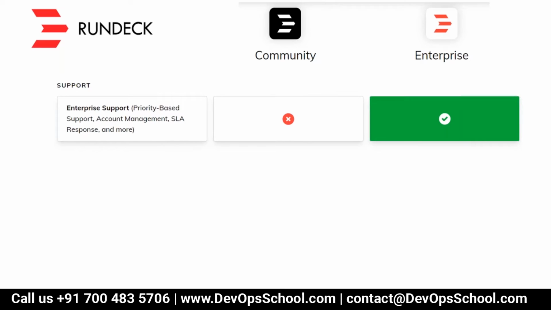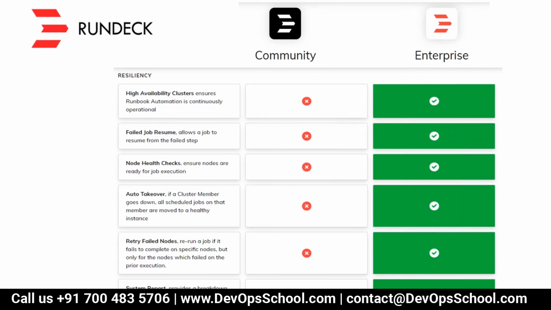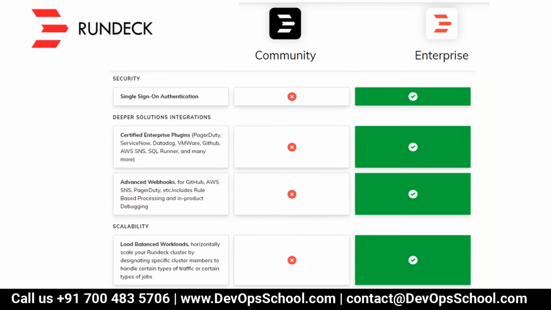Now, what are the differences between the community version of Rundeck and the enterprise version? Enterprise support you have only with the enterprise version, not with the community, so you run it at your own risk, though it's very stable, by the way. High availability is missing in the community. Failed job resume is missing. Node health check is missing. Auto takeover is missing. Retry failed nodes is missing. System reports are missing in community. Single sign-on authentication is missing. Certified enterprise plugins are missing.